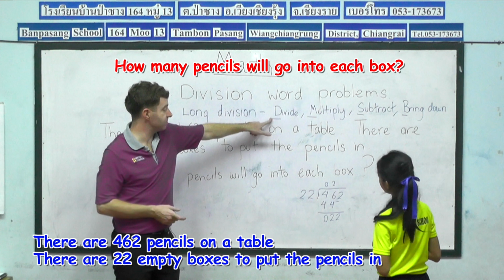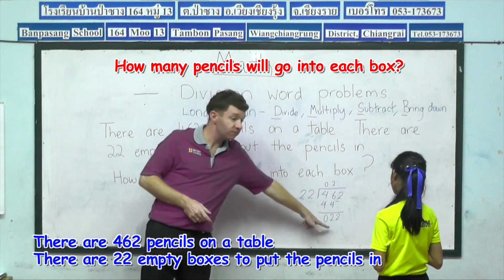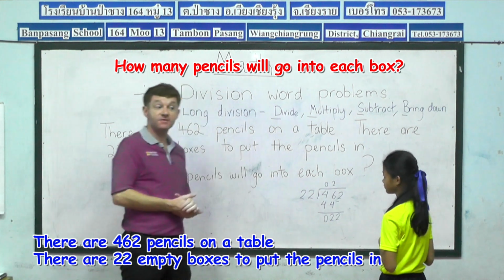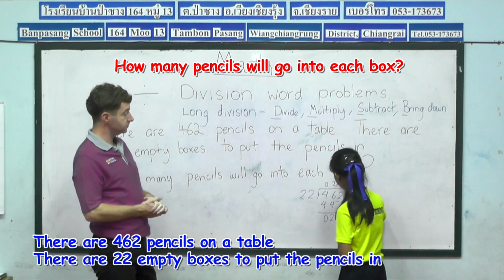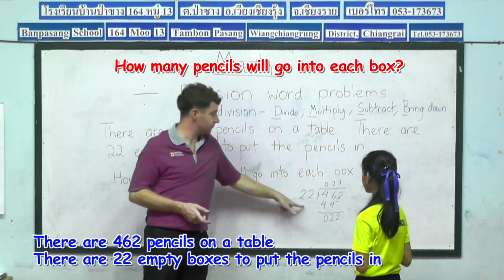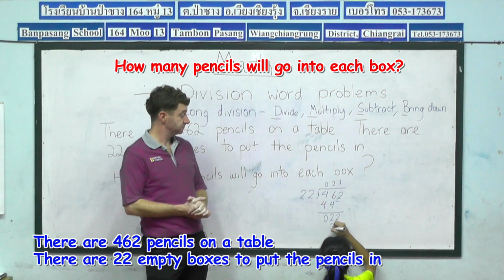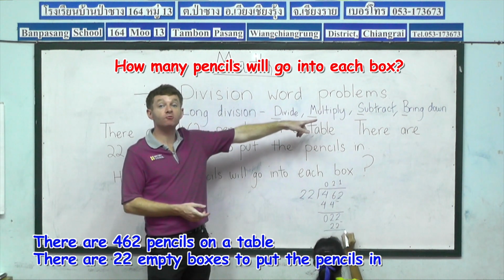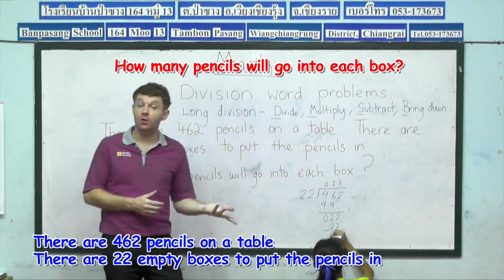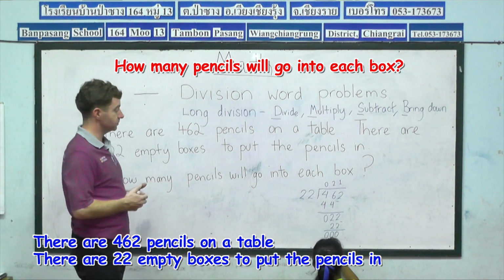Now time to divide again. So 22 divided by 22 equals 1. Let's multiply. 1 times 22, 22. And then, stage 3, subtract. 22 minus 22 equals 0.